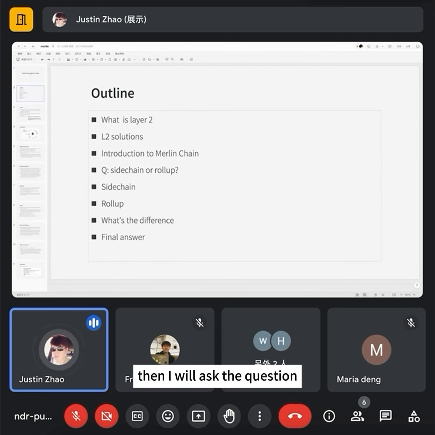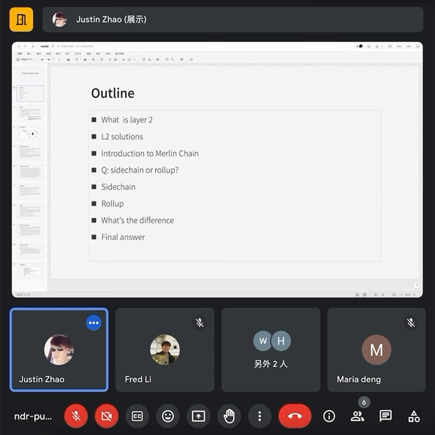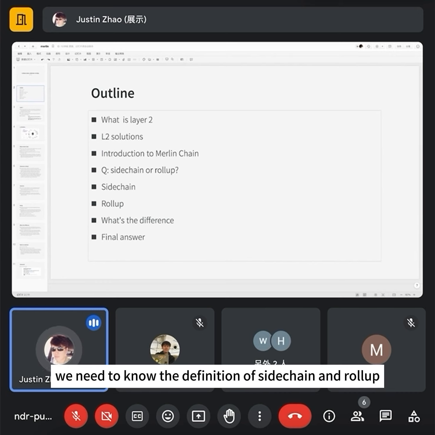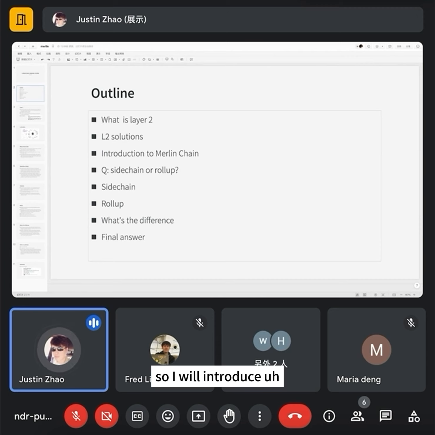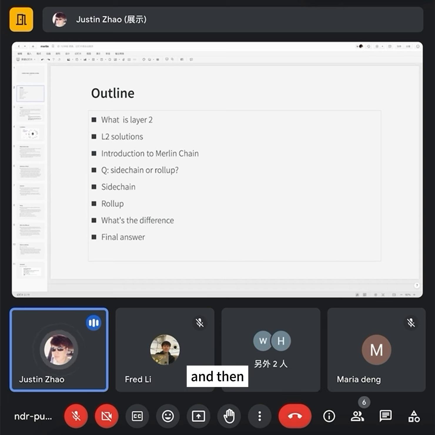Then I will ask the question: is the Merlin chain a sidechain or a rollup? Before answering this question, we need to know the definitions of sidechain and rollup, so I will introduce what a sidechain is and what a rollup is. After that, we need to know the difference between sidechain and rollup. And then I will give the final answer: sidechain or rollup.